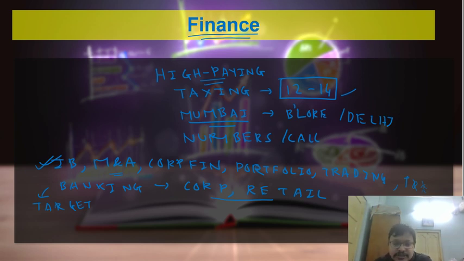But the problem is, these jobs are really hectic. It's not that they are target-driven, but they are really hectic. IB, M&A, Corp Fin, portfolio trading and treasury and so on. Project finance is another one. So again, these are all relatively hectic roles. So if you're ready for a 12 to 14 hour life, then only it makes sense to look at a career in finance.